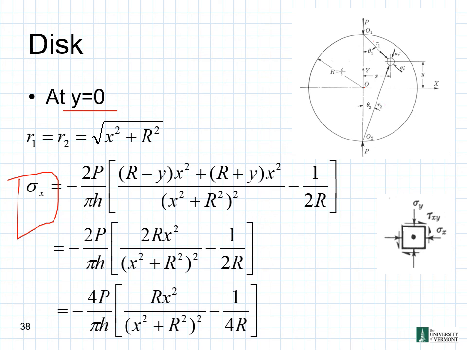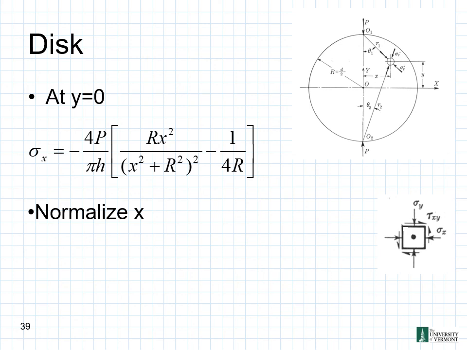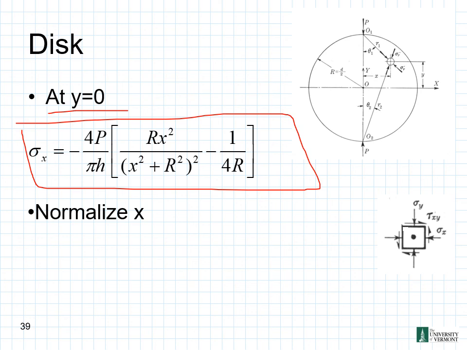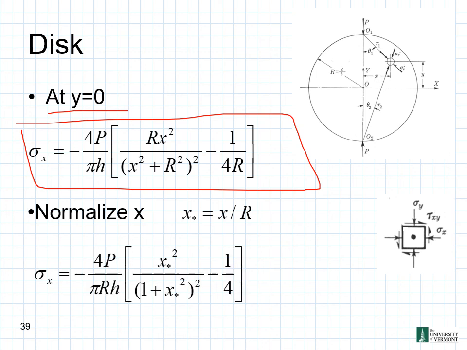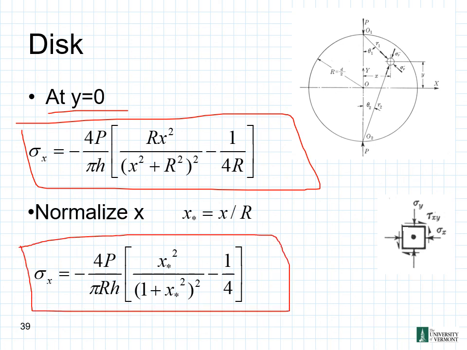So with y equal to 0, we have that relationship that we just showed from the previous slide. What we want to do next is normalize our x. We recall our x star is equal to x over r. Plugging this into our relationship for x over r, we end up with this equation for our sigma x that we see here.